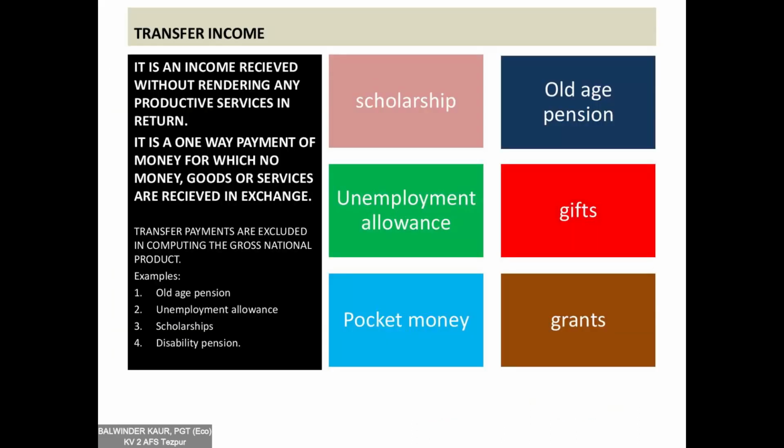Now here we will learn about the meaning of transfer income. Transfer income is an income received without rendering or performing any productive services in return. It means you are just receiving something without doing any type of productive activity. You are receiving something free, and it is a unilateral transfer, whereas the factor income is a bilateral transfer. Here you see some examples given, such as scholarship, old age pension, unemployment allowance, gifts, pocket money received by a person from his father, grants, etc.